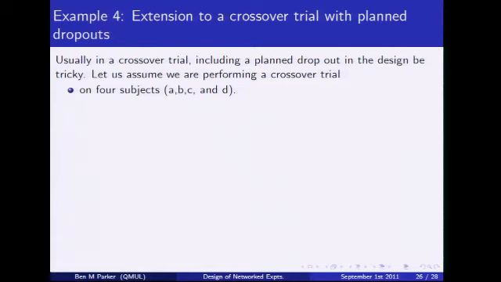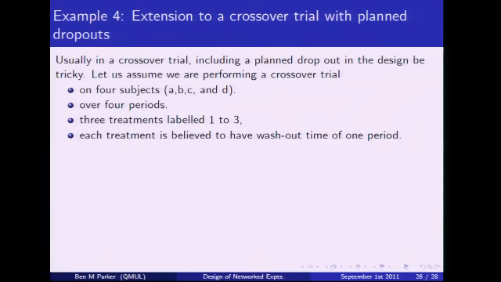Another example, let's look at crossover trials. Normally in crossover trials you assume that everyone's going to turn up, and you just will recruit on the basis that everyone's going to be there all the time. Let's assume that we're performing a crossover trial. We have 4 subjects, A, B, C, D, 4 periods, 3 treatments, and each treatment has a washout period of 1. So if you give a drug to somebody at time 1, it's still in their system at time 2.